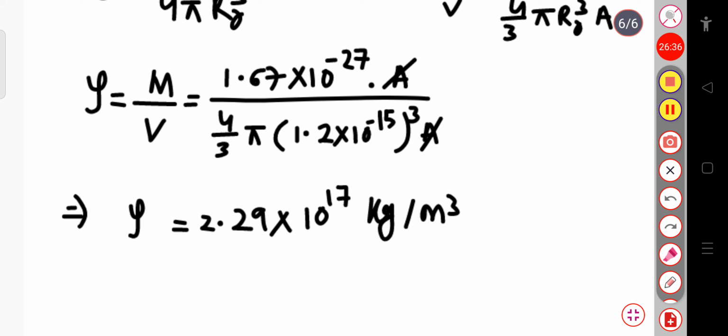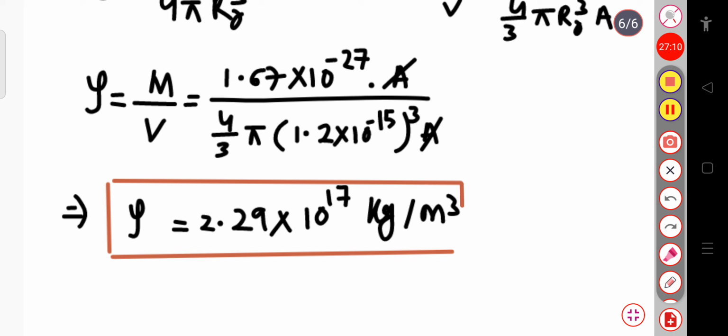So you can see that this value is very large as compared to the density of ordinary matter. For example, for water the density is rho equal to 10 power 3 kg per meter cube, and for air it is simply 1.293 kg per meter cube. So the nuclear matter is very densely packed. So this is the nuclear density. Just try to remember all those things.